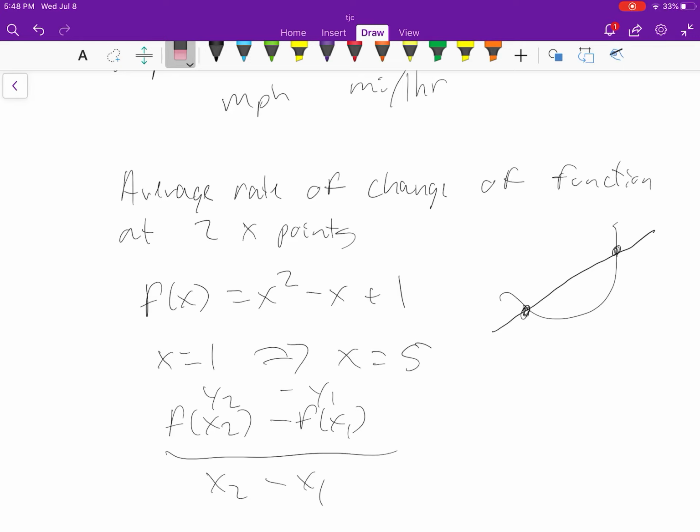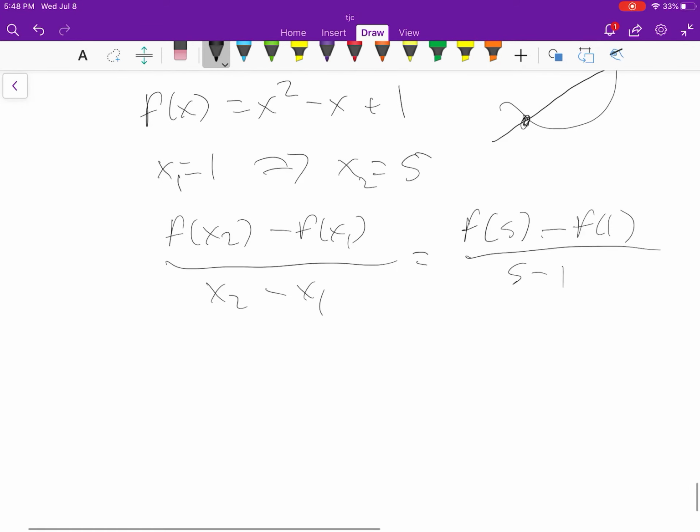But we're using function notation here. So what you're really interested in, if this is point 2 and this is point 1, is f of 5 minus f of 1 over 5 minus 1. Okay? That's what you're interested in. So 5 minus 1 is 4. This right down here is fairly easy. In this case it's 4.